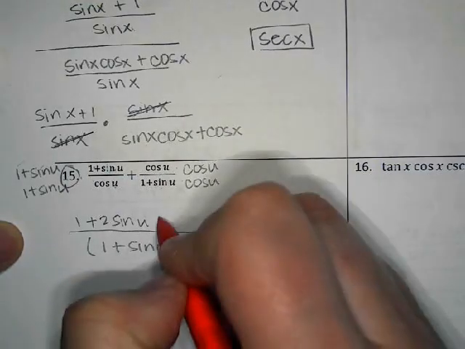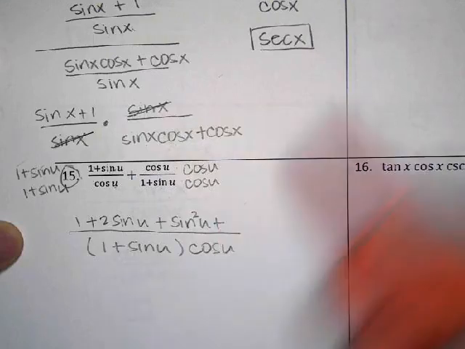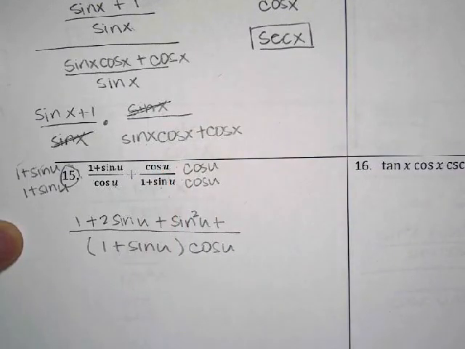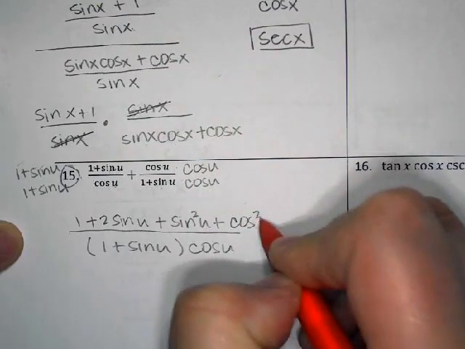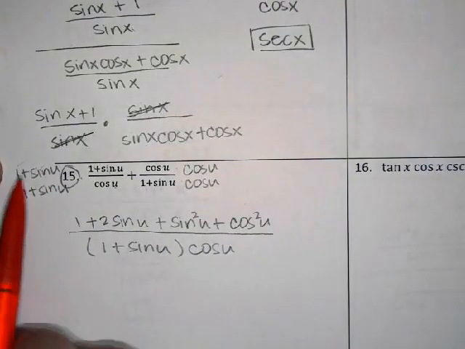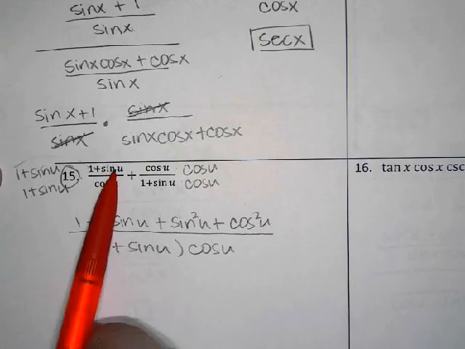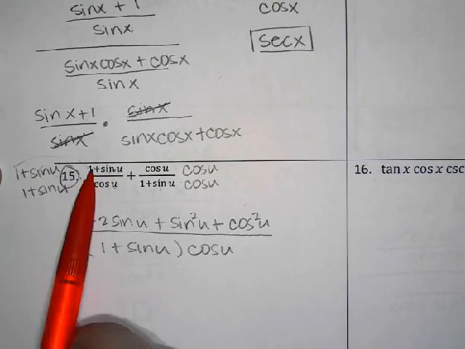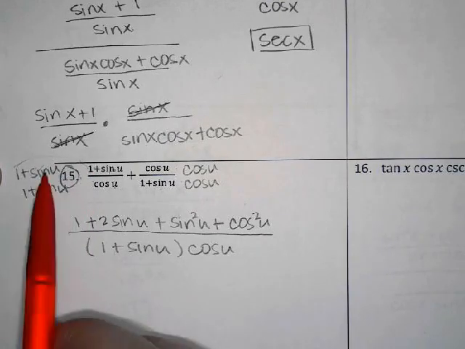Okay. And then over here we have cos times cos. Cos squared. So I FOILed. So I did 1 times 1, that's the 1. And then I did 1 times sine and sine times 1. So it was sine plus sine. And then when I did sine times sine, that's where the squared came from.